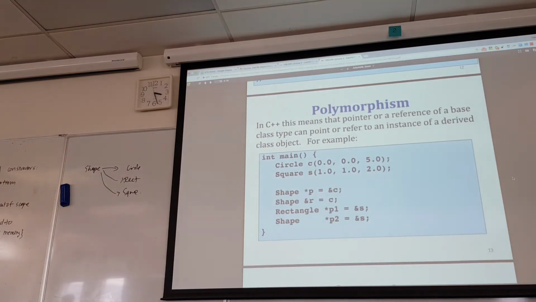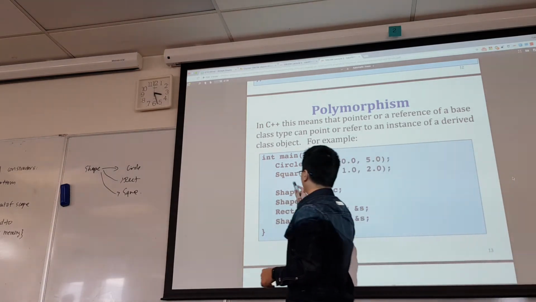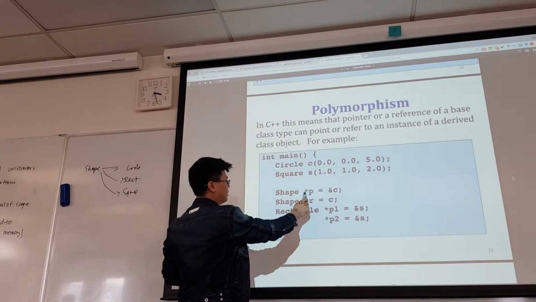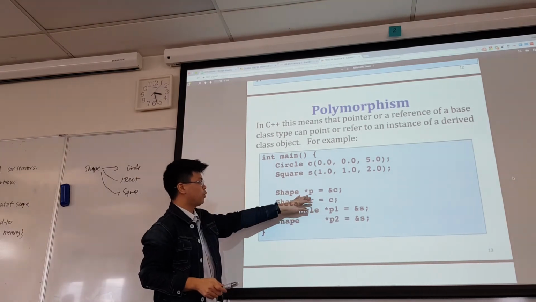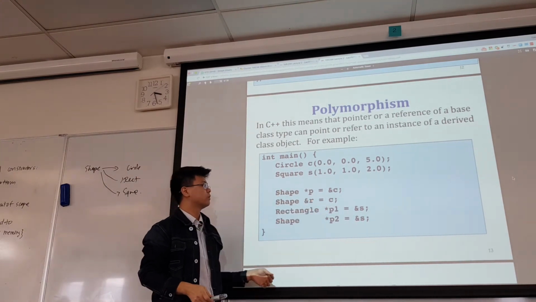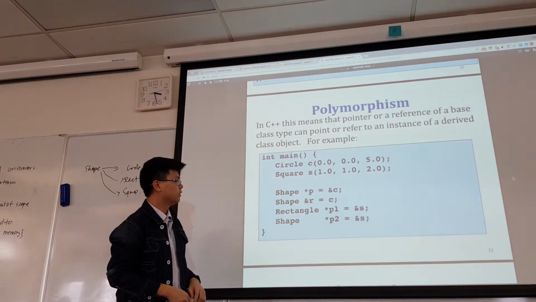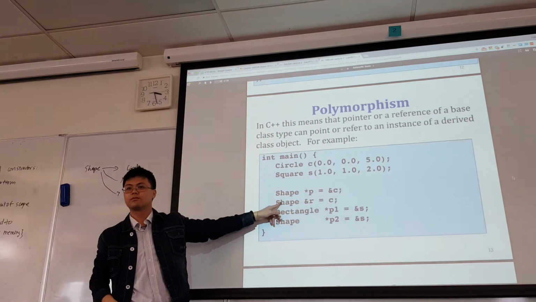Right, so in here, I have a square, which is a shape. I can declare a pointer of type shape to a circle. I can make an alias of type shape to a circle, and so on. Is it confusing?